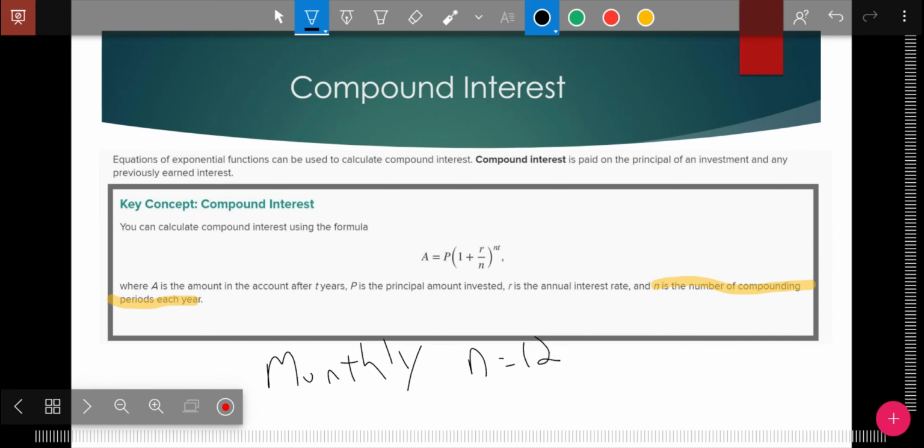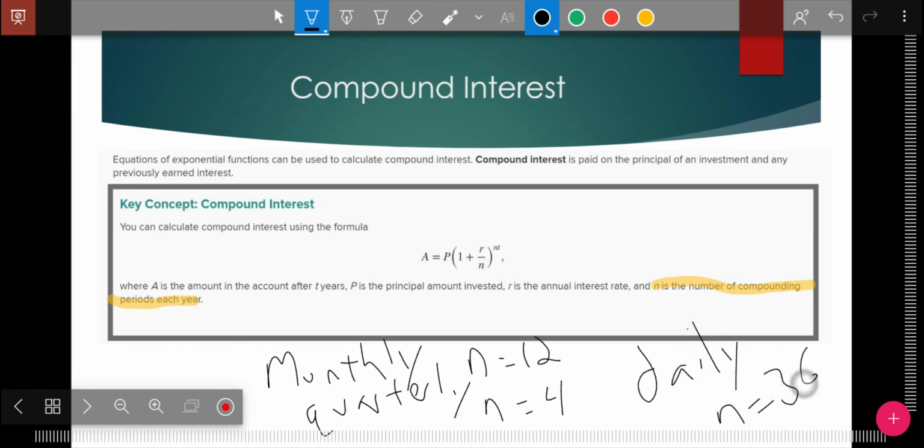If they say it's quarterly, then n would be 4. If they say it's daily, then n would be 365. Those would be the most common ones. It could say yearly, and n would just be 1. But I don't think we have any examples of that. I believe both examples in the homework are quarterly, where n is going to be 4.